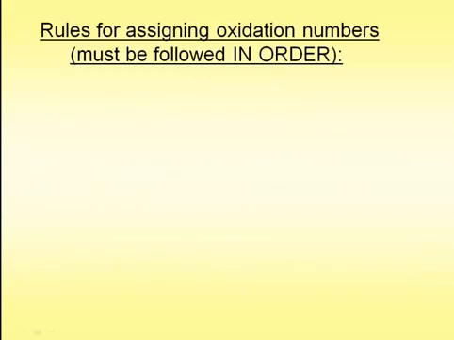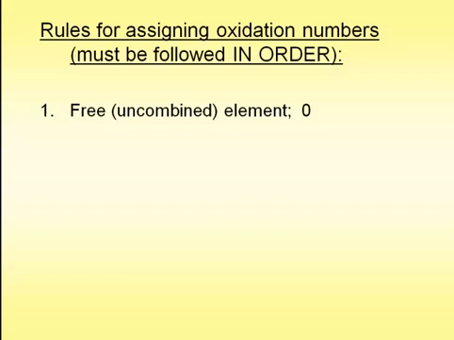The first thing you've got to be able to do is assign oxidation numbers to the elements. So you have to know these rules and you have to follow these rules in order. First, free elements. That means an element that's in its standard state. It's not part of a compound. It's not an ion in solution. It's in its elemental form. These have oxidation numbers of 0 every time. They haven't participated in bonding in any way, so their oxidation state hasn't changed.